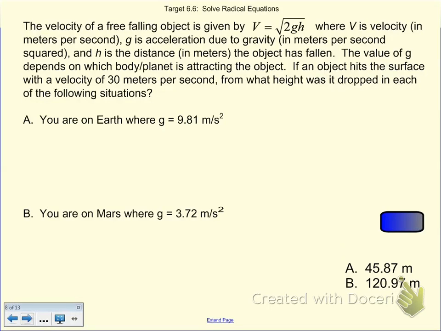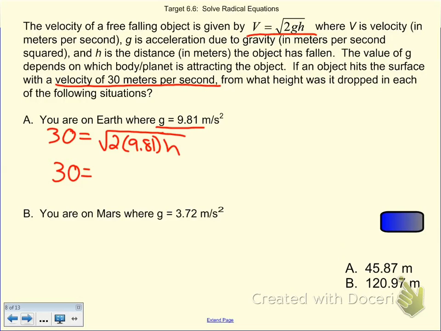We start off with our equation. Velocity equals the square root of 2gh, and then they tell us that the velocity is 30 meters per second. So we're going to plug that value into the equation. Here we're going to do part A first. We're dealing with Earth, and Earth has a gravity of 9.81 meters per second squared. So we're going to plug into the formula. So we have 30 equals the square root of 2 times 9.81 times h.